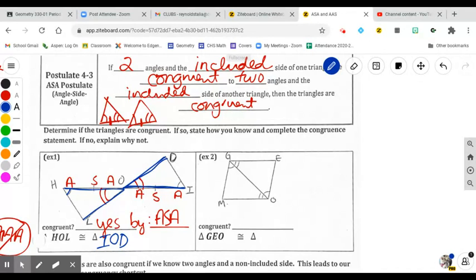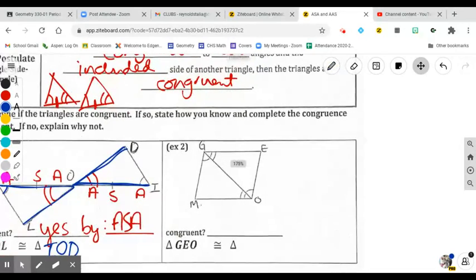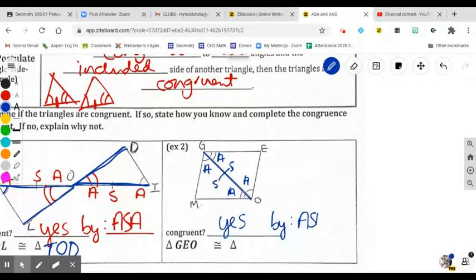Okay, so there's the first one. The second example, notice we have a shared side here. GO is what I call a shared side because it's in both triangles. So we can mark that as congruent to itself. And then notice we have an angle, a side, and an angle. And same thing here, an angle, a side, and an angle. All the markings match. So this again is angle, side, angle. So we're going to say yes by angle, side, angle.